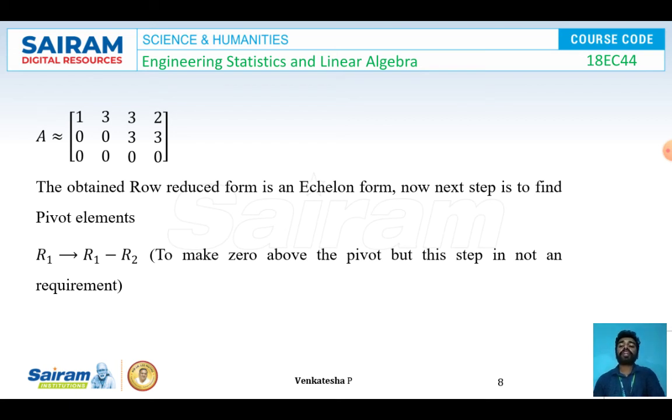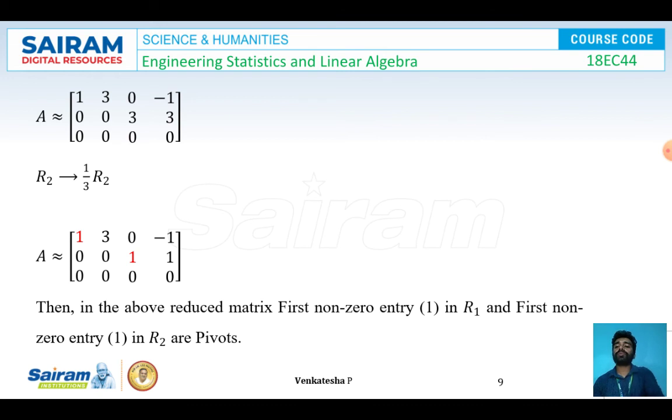So now the next step is to find the pivot elements. So to make the pivot elements, I am going to convert this 3 to 0. Actually, this step is not mandatory, but I am making the operation now. R1 implies that R1 minus R2 to make this entry 0. After this, the matrix will be of the form A is equal to 1, 3, 0, minus 3, 0, 0, 3, 3, 0, 0, 0, 0.